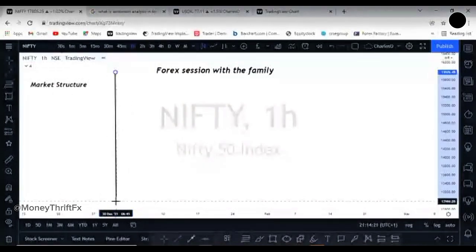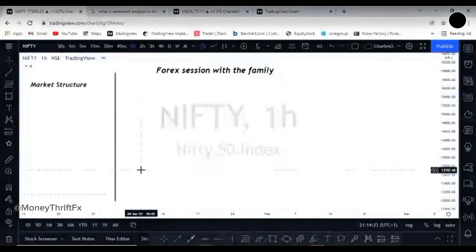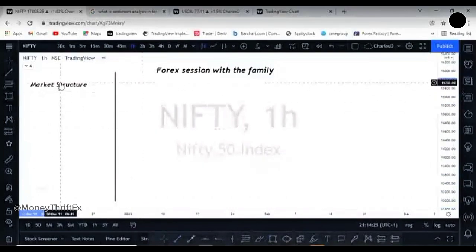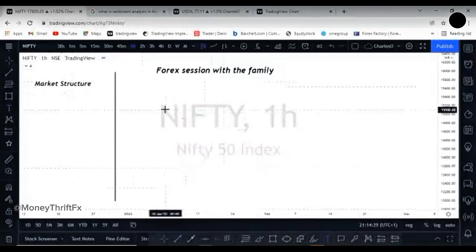This course is to end by 10 o'clock, right? 8 to 10. So let me try to run through it before 10 o'clock. So what is market structure? Let's now look at what is market structure.